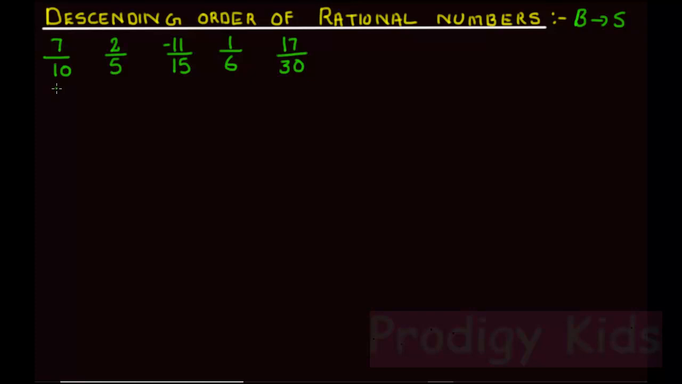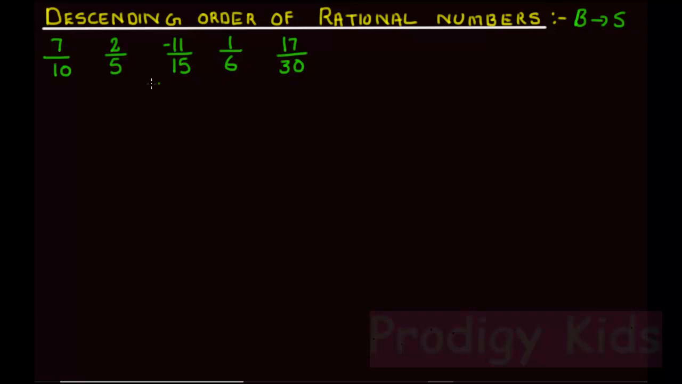In this session, we'll learn how to arrange rational numbers in descending order. Descending order means from the bigger number to the smaller number. So here, we are going to arrange the rational numbers from bigger to smaller. I've put up 5 rational numbers here: 7 by 10, 2 by 5, negative 11 by 15, 1 by 6, and 17 by 30.